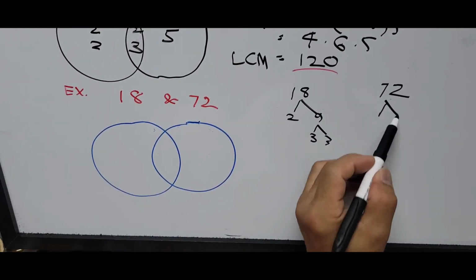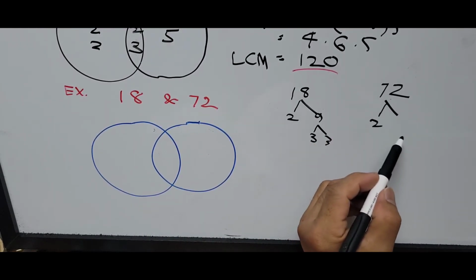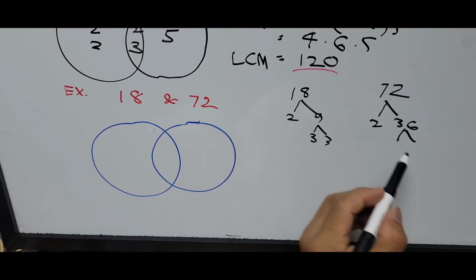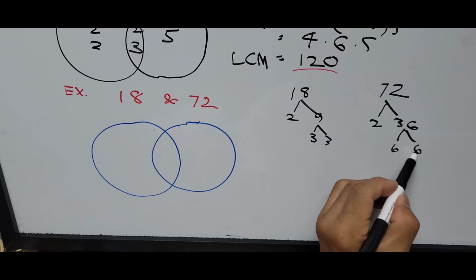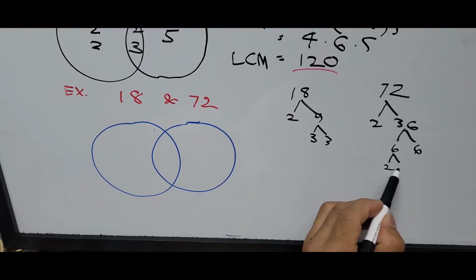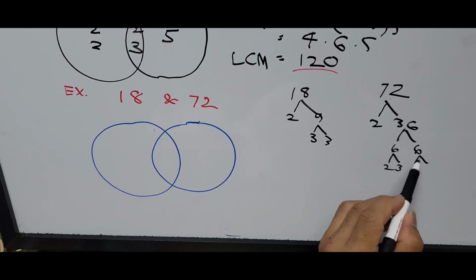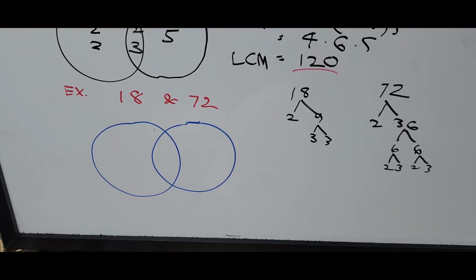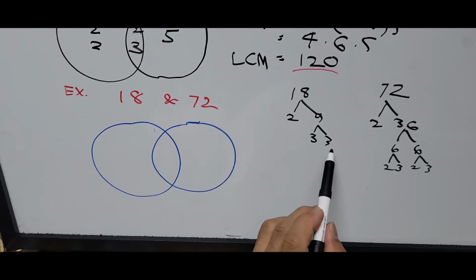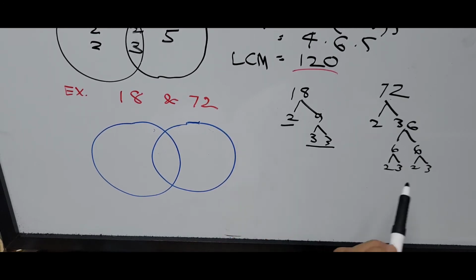72 is 2 times 36. And 36 is a perfect square, so that's 6 times 6. And 6 is 2 and 3. Factor out 6 again, 2 and 3 again. Now if you can see, we have common factors right here. We have 3 and 3 here and 2 right there. So 3 and 3 and 2 right here.